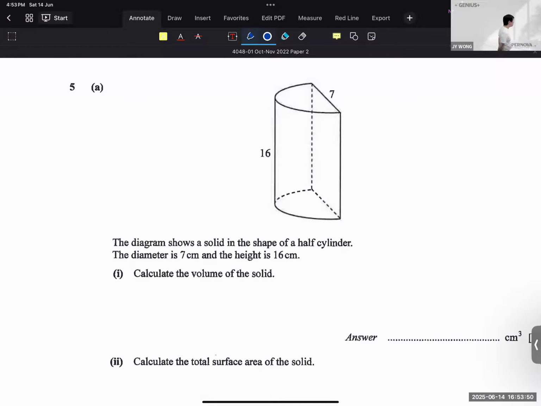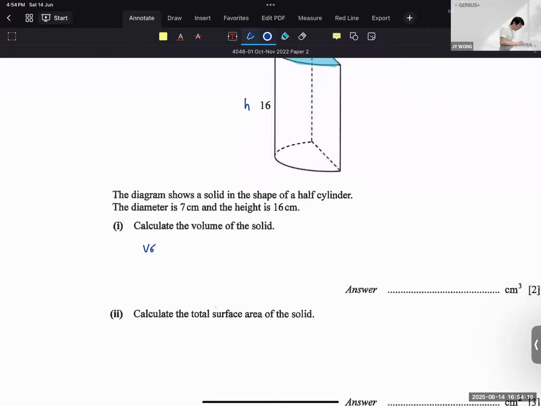Cylinder has the same formula as a prism. In other words, it's always your flat surface area, which in this case, if you think about it, is just a semicircle, right? Then multiply by your height. Okay, so it doesn't matter whether it's a cylinder or a triangular prism. Technically, they have the same formula.